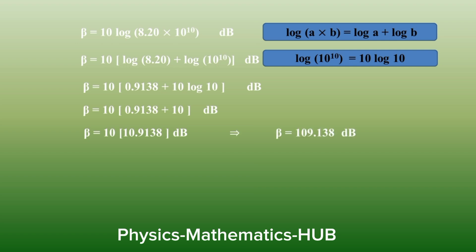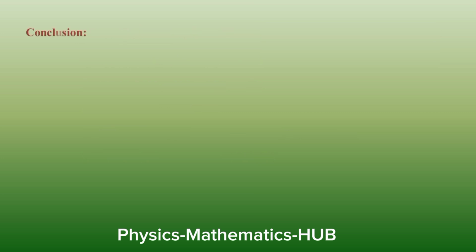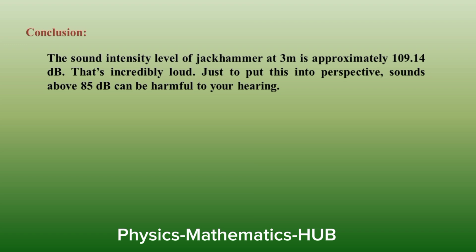This implies that beta is equal to 109.138 decibels. Rounding the number, we get beta is equal to 109.14 decibel. Conclusion: the sound intensity level of a jackhammer at 3 meter is approximately 109.14 decibel.